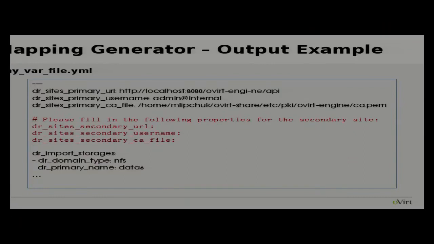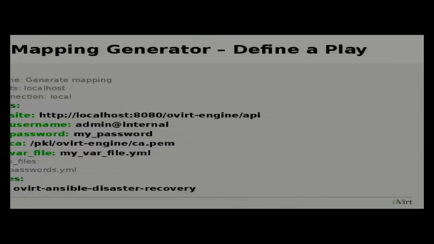As you can see here, this is created automatically, and what is in color is something that the user should add. Now, how can the user generate the mapping automatically? After installing the oVirt Ansible disaster recovery role, it needs to define a play, which is pretty easy. You just need to configure the site, the username, and the password. The var file is basically the output file, where the mapping should be provided. And for the roles, we specify the role name.